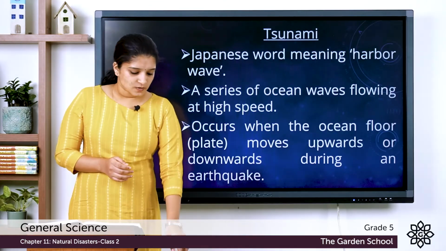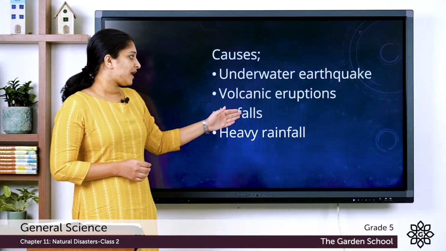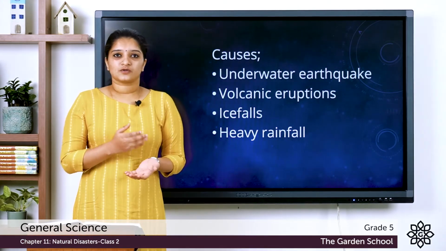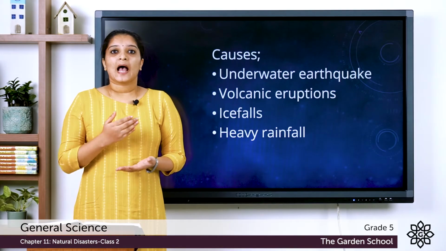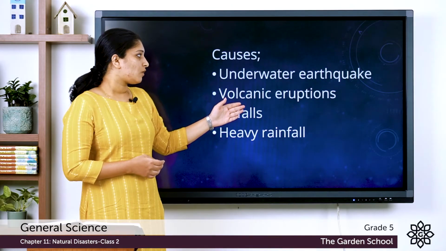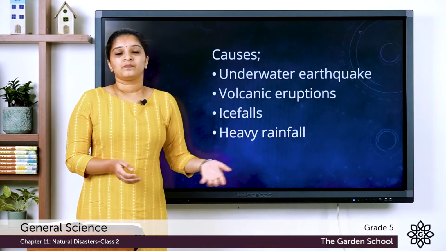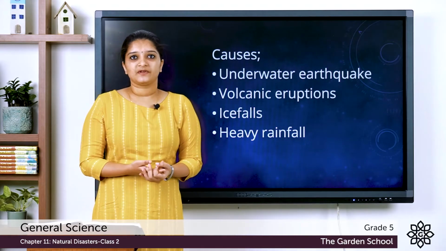Now, let's see the causes of a tsunami. The causes are underwater earthquake, volcanic eruptions, ice falls, heavy rainfall. So, a tsunami is a series of ocean waves with high speed, and the causes of these tsunami are underwater earthquake, volcanic eruptions, ice falls, heavy rainfall, etc. And these occur when the tectonic plates beneath the oceans collide with each other.